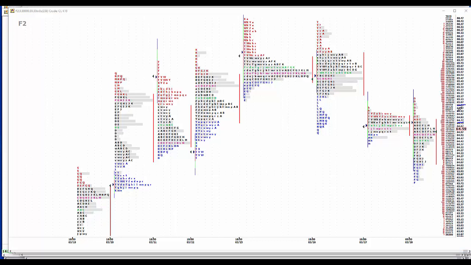So 64.75, 65 even, sell one. 65 and a quarter, 65.50, sell two. On the buy side, 64 even, 64 and a quarter, buy one. And 63.50, 63.75, buy two.